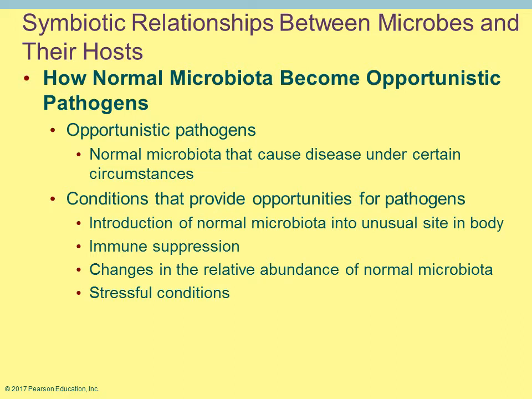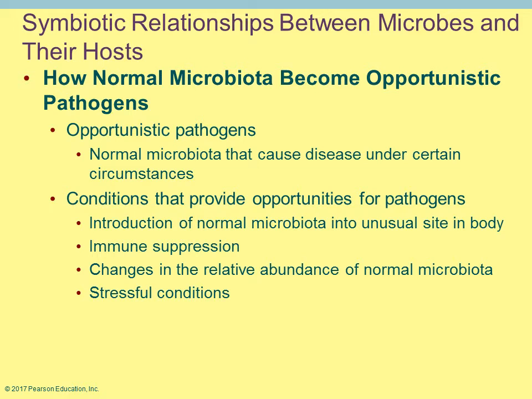Now, sometimes these normal resident organisms can become pathogenic, and that's what we would refer to as opportunistic pathogens. Certain changes have occurred that now make them pathogenic, whereas before they were just normal resident organisms there.